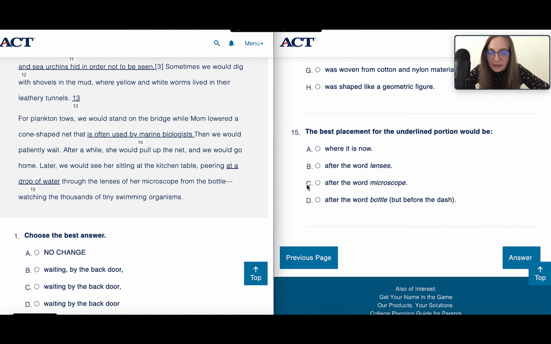So B is out. C, after the word microscope, peering through the lens of her microscope at a drop of water from the bottle. That makes sense. D, let's see, peering through the lens of her microscope from the bottle at a drop of water. Well, she's not peering from the bottle at a drop. She has to obviously take it out of the bottle. So she's looking through the microscope at a drop of water. This phrase should modify what it is that she's looking at in the microscope, so that should be choice C.